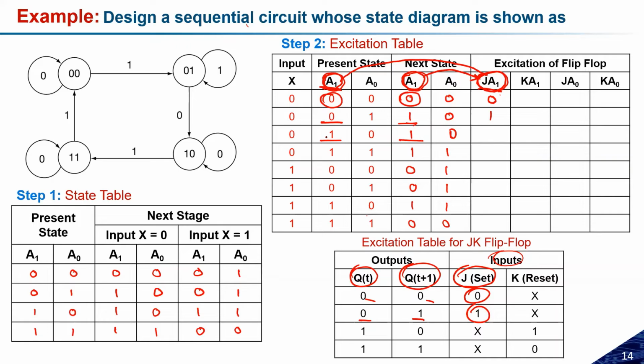Next, 1 and 1. Let me change the color, otherwise there will be a problem. So this was 0 1, we have already calculated it. For this row, present A1 is 1 and next A1 is 1. So for 1 and 1, this is a don't care. Similarly 1 1, don't care. 0 0, this is 0. Then 0 0, this is 0. Then don't care and don't care.